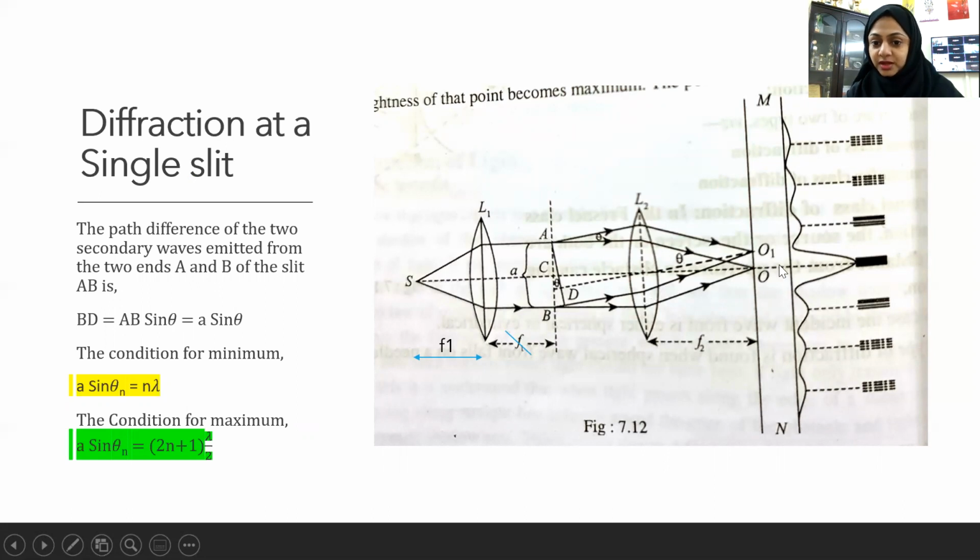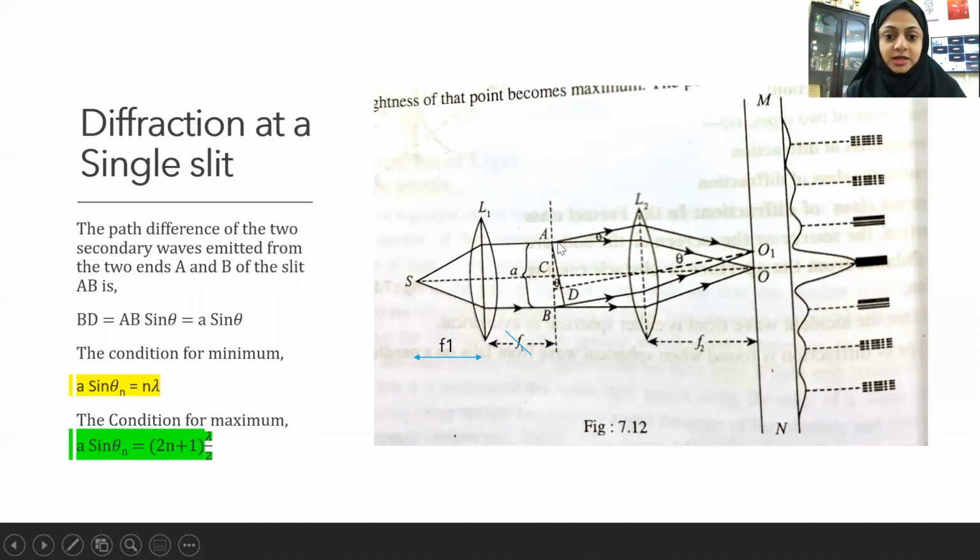Here from this figure, you can see that this line AD is perpendicular to the line from B to this lens. So this is perpendicular, and so the path difference, or the difference in distance traveled by the light coming from the point A and from the point B, will be BD. So BD is the path difference.